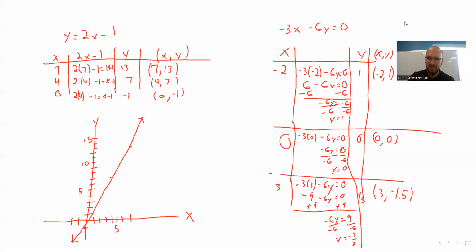I'm going to graph it on the same graph I had here before, but I'm going to use a blue pen. So my point -2, 1 is right here. 0, 0 is there. 3, -1.5 is here. So that's kind of halfway between 1 and 2. Yes, you can do 0.5s on a graph. You just go halfway between the numbers. And there's my line kind of looking like that.